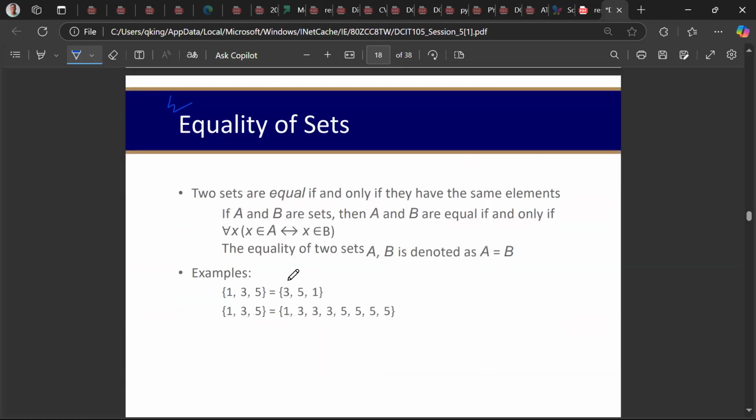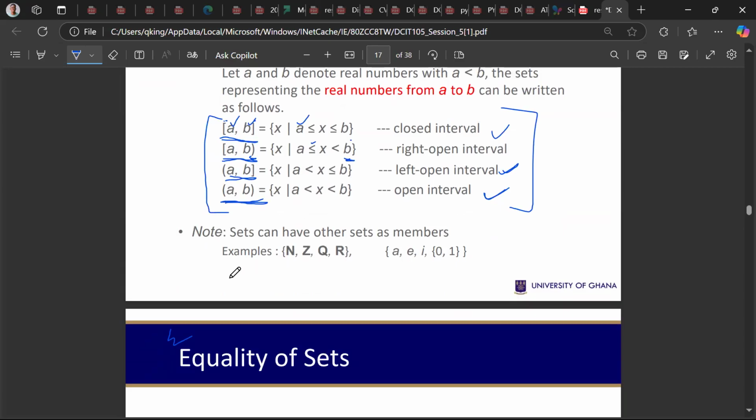With this aspect as well, with the examples here, the underlined ones, we see or illustrate that a set can have other sets as its elements, and this is a fundamental concept in set theory.